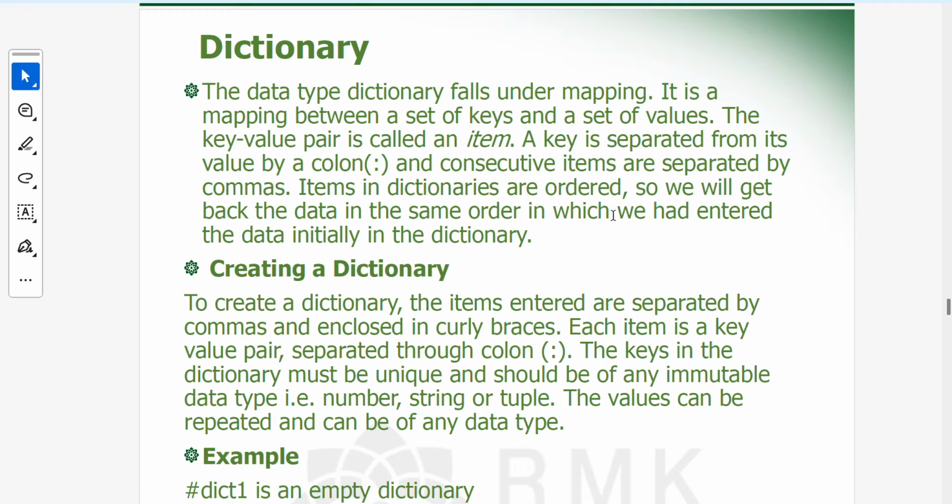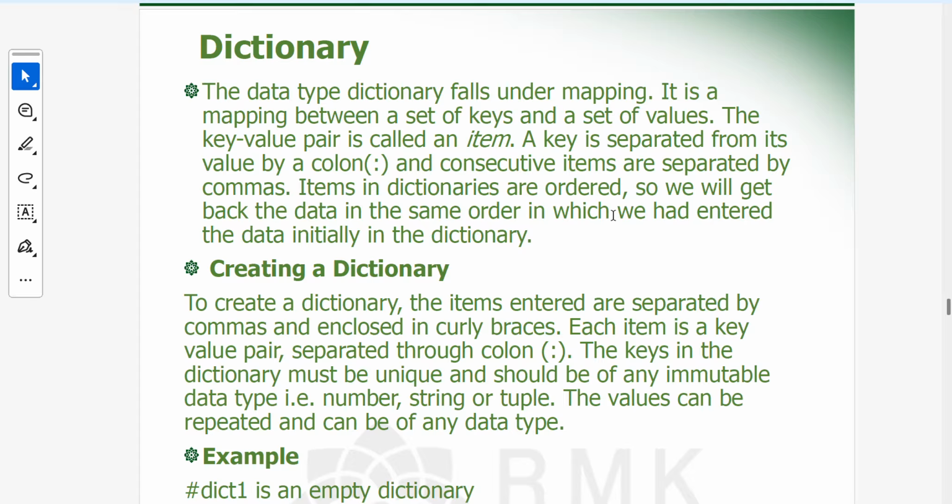So we call it a key value pair, separated through a colon. The keys in the dictionary must be unique. Each individual item will have its own unique key, and it should be of an immutable data type, like a number, string or tuple. The values can be repeated and can be of any data type.